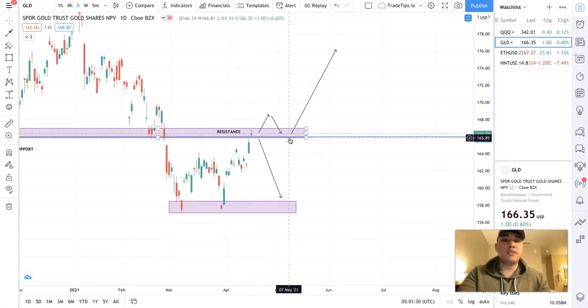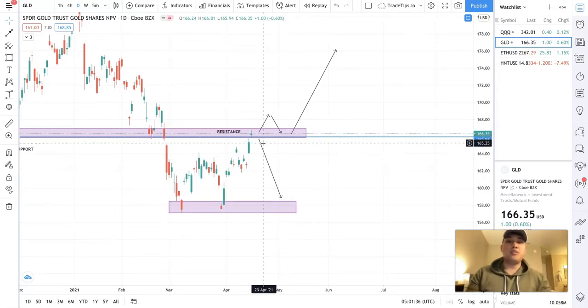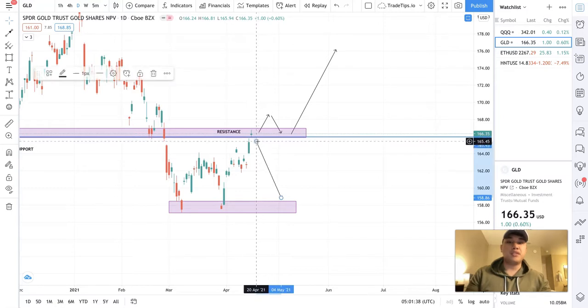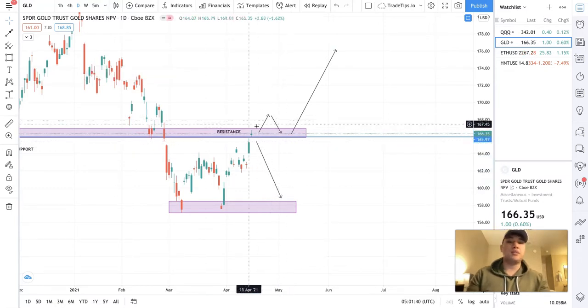So usually when it's doing something like this, we call this the no man's land, where there's nothing to be done except just to watch. And then once we see which direction it chooses, that's where we can decide whether we want to go long or short.